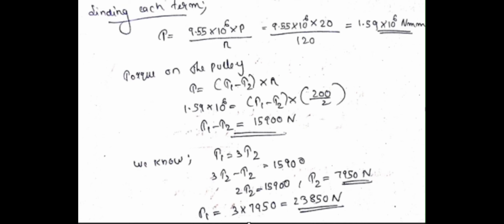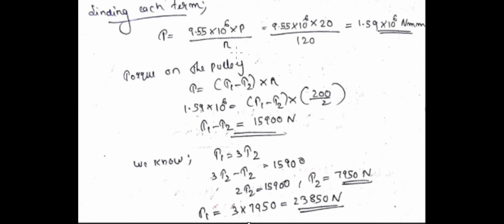So next we have to find the torque. The equation for torque is 9.55 into 10 raised to 6 into P by N. This gives the value of torque as 1.59 into 10 raised to 6 Newton mm. You can find it in my data book. Now we have the torque on the pulley, or rather the torque on the shaft.